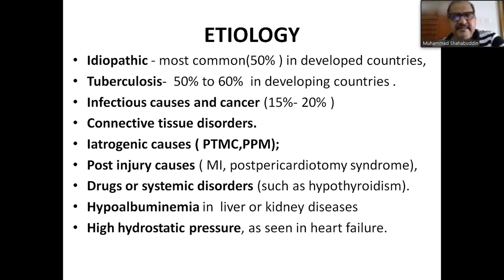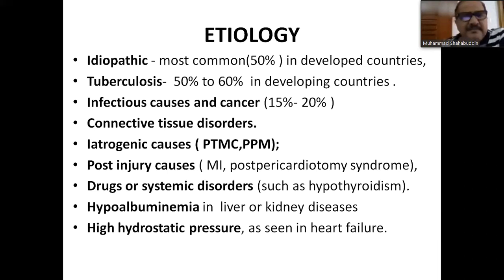Infection and cancers account for 10 to 15%. Other causes include connective tissue disorder, iatrogenic causes like PTMC and permanent pacemaker implantation, post-injury causes especially myocardial infarction, post-pericardiotomy syndrome, drugs, and systemic disorders like hypothyroidism, hypoalbuminemia, liver and kidney disease, and high hydrostatic pressure as seen in heart failure. So these are the causes that may lead to pericardial effusion.